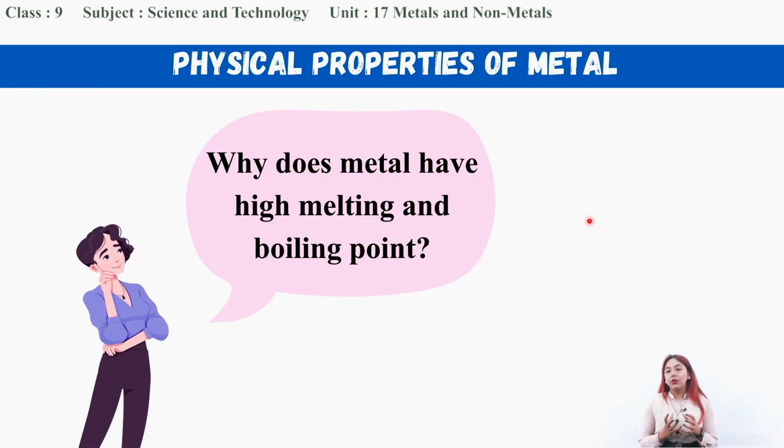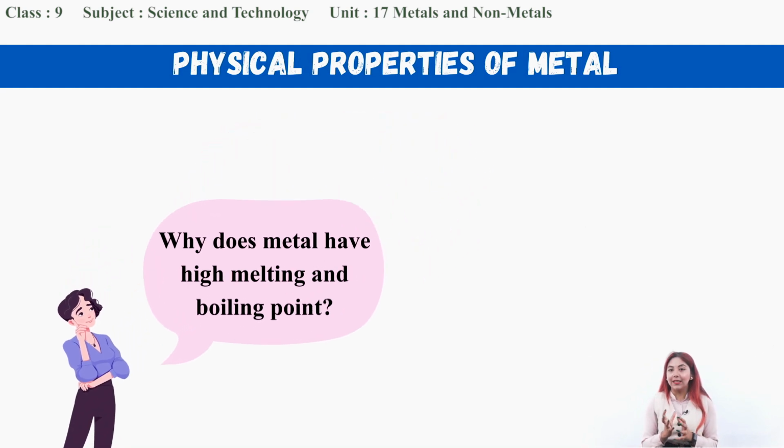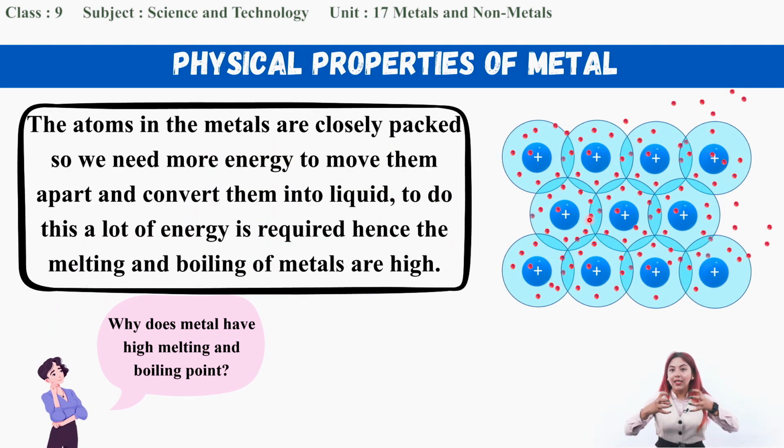So why do you think that metal has high melting and boiling point? Can you guess? Yes, it is because in solid state, the atoms of the metals are closely packed. Here you can see in the figure, the atoms of the metals are very closely packed. And you know that in liquid state, the atoms are a little far away from each other, whereas in solid, the atoms are closely packed. So to separate those atoms or to move them apart a little bit so that we can change it into liquid state, we need a lot of energy.